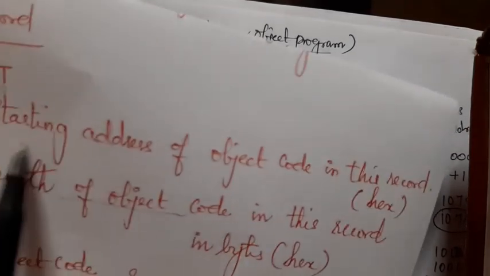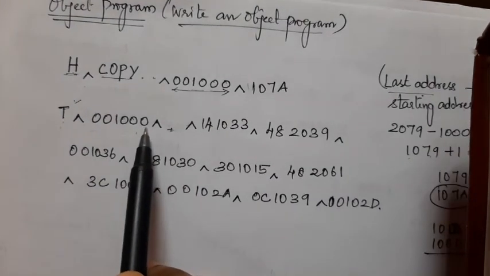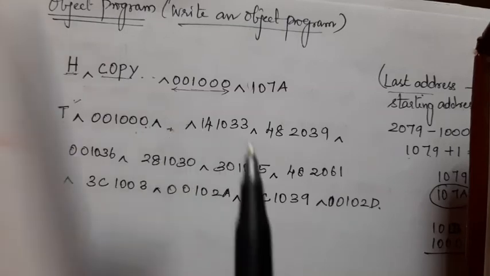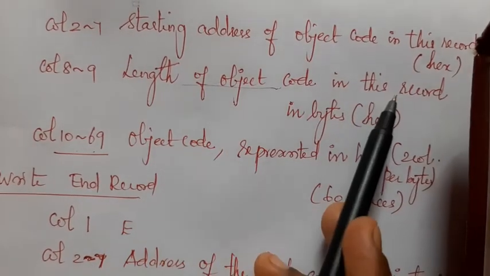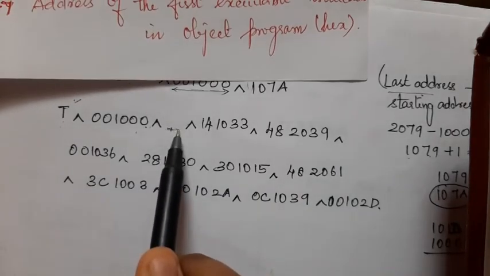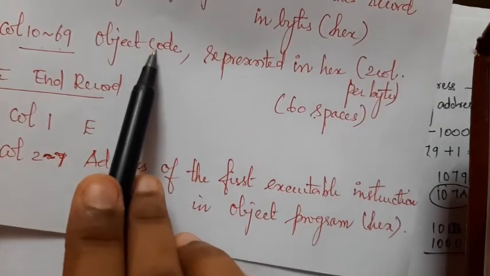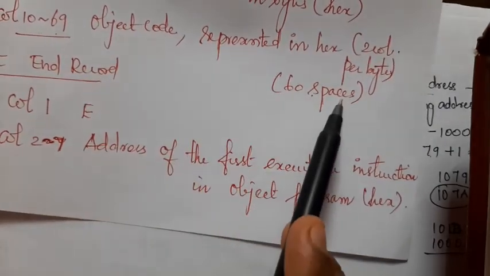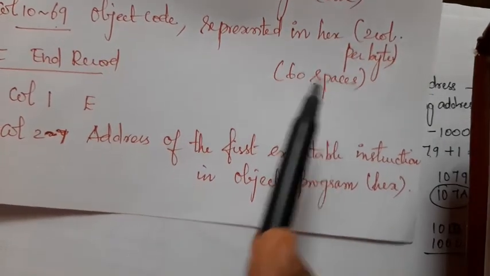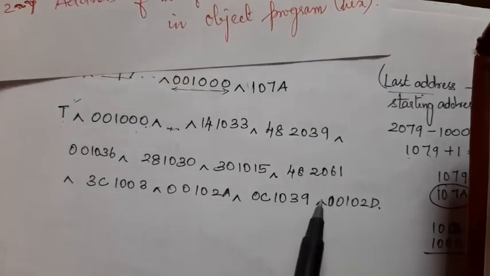Next one is the starting address of the object code. So I have written the starting address of the object code, that is the program's 00100. Okay, the third one is what? Length of the object code in this record in bytes. So I have kept it blank here. I will tell you how to generate the length. And next is what? Object code represented in hex, 60 spaces. It means that you have to write object code to occupy the 60 spaces.